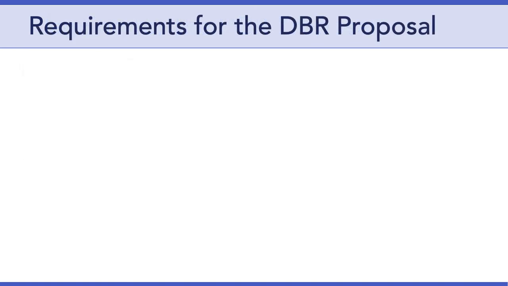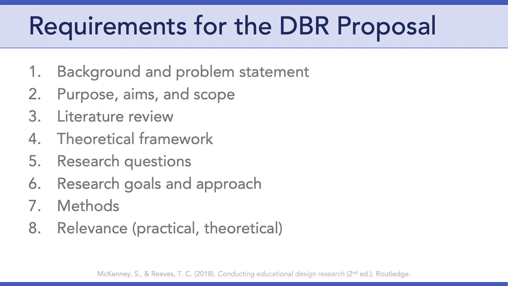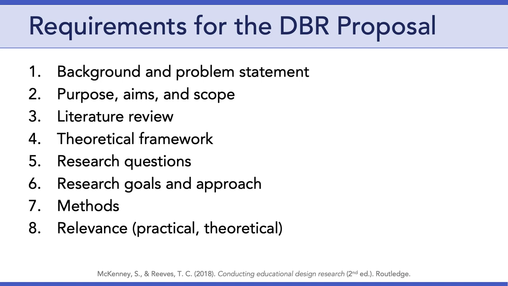Now, let's talk a little bit about the requirements for the DBR proposal. Your DBR proposal needs to have 8 sections, and you can see them listed here. Background and problem statement, purpose, aims, and scope, a lit review, theoretical framework, research questions, research goals and approach, methods, and a relevance section. Please don't panic if that seems like a lot. I'm not asking you to write another dissertation here. Instead, I'm putting constraints in place to help keep things manageable.